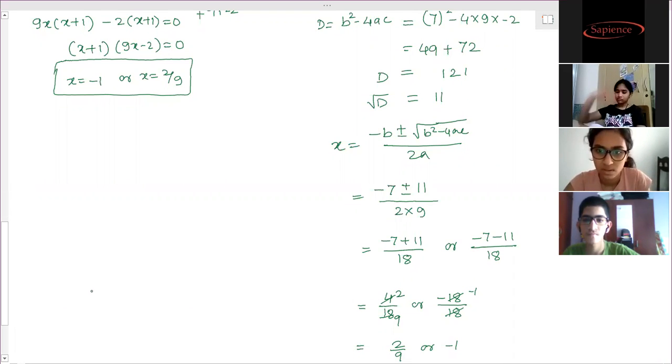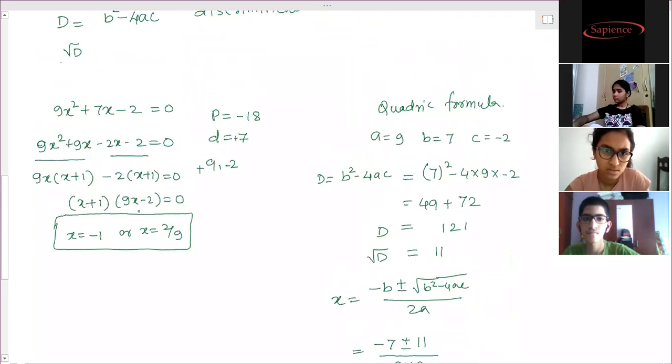Ma'am, the root of b square minus 4ac, will it always be a real number? Will we get it in decimal? No. That is my next thing. Here you can easily solve by middle term splitting. So this one is easier.